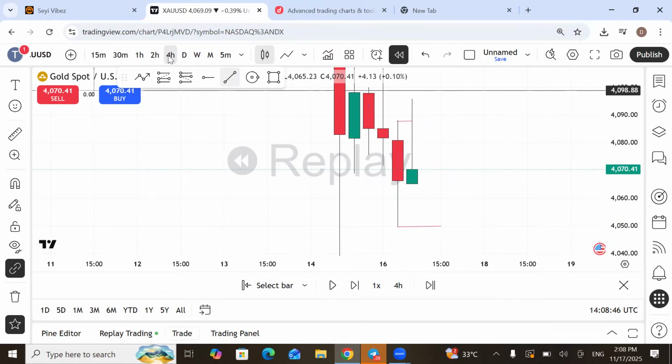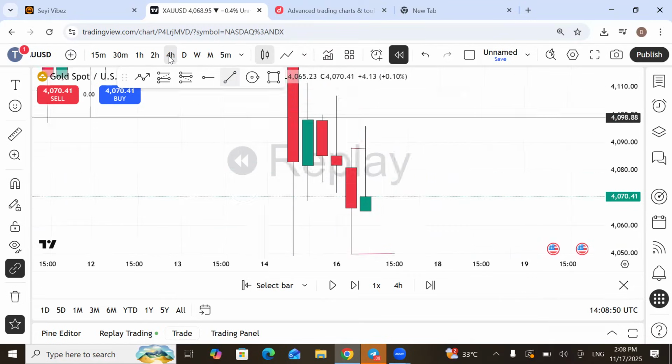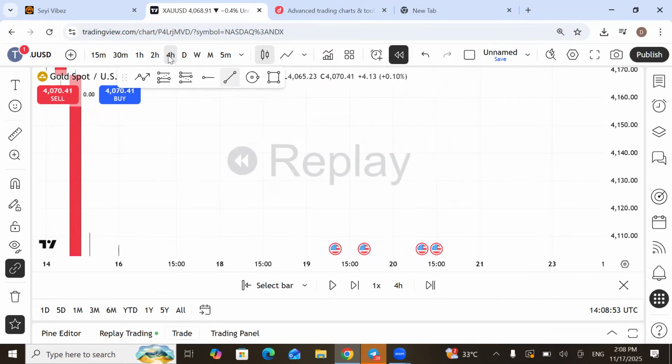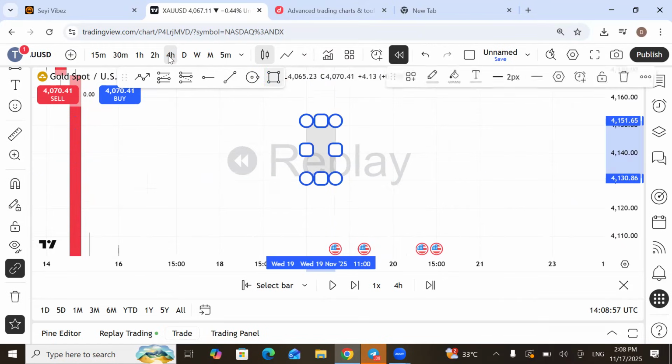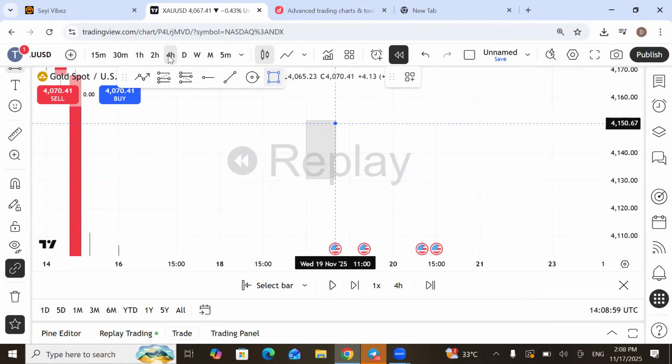We are looking for our confirmation entry. What is our confirmation entry? We want the 1 hour high to be swept, then the low still standing. How? We want to move to 1 hour. We want to see something like this. I always repeat this. I want to see something like that. The 1 hour high will be swept.